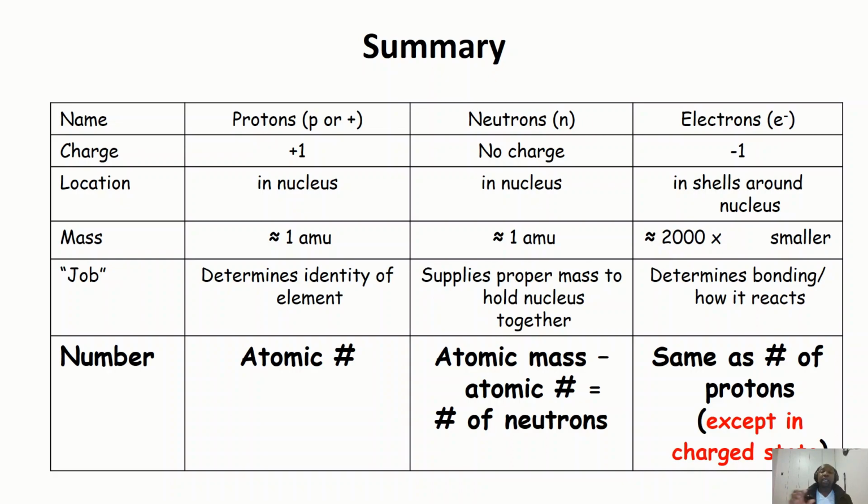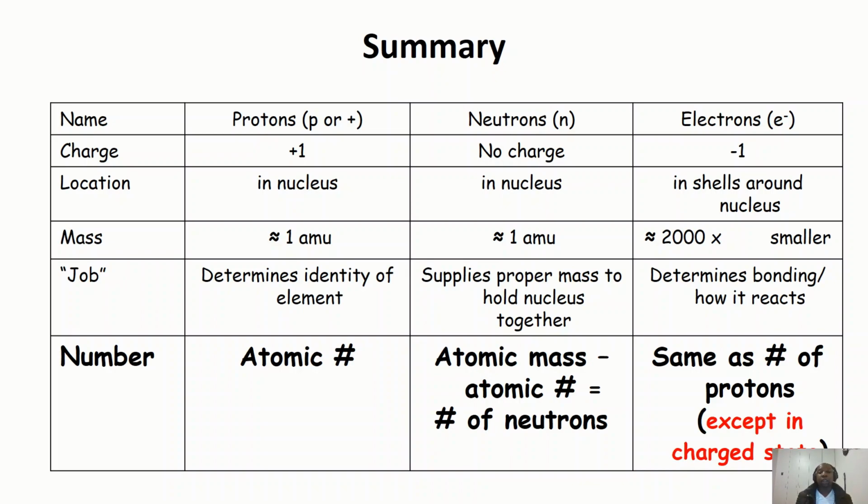Like I said, protons don't change. The number of protons don't change. So they are so unique to that particular element, and they determine the identity of the element. The neutrons, they supply a proper mass to hold the nucleus together, because if you have just the positive charge and their masses and there's nothing to balance them together, then it's going to, so they basically supply the mass to balance the nucleus, to hold the nucleus together.